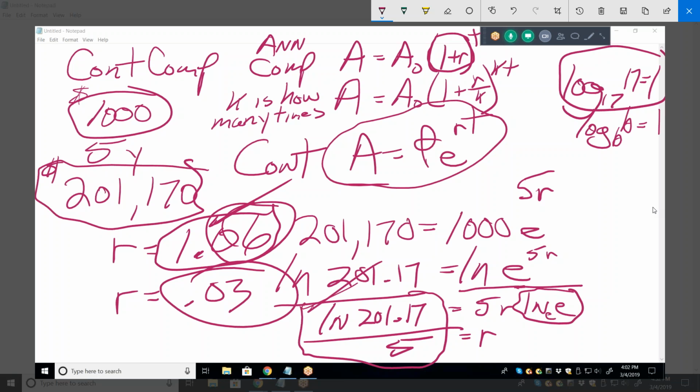Now, even at 100% interest per year, that just means your money's doubling, right? So at the end of the first year, you'd have 2,000. Into the second year, you'd have 4,000. Into the third year, you'd have 8,000. Into the fourth year, you'd have 16,000. Into the fifth year, you'd have 32,000. So what do we have going on here? That doesn't make any sense.